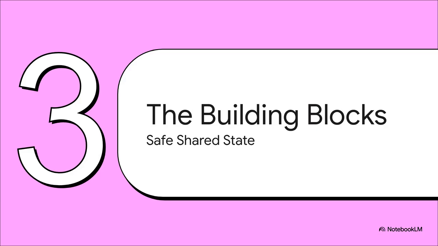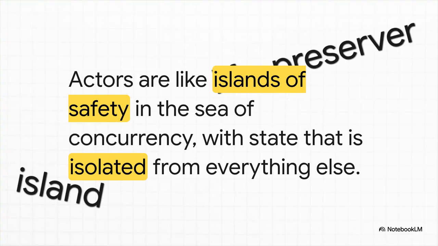So, async let is amazing for running work in parallel. But what about that data race problem we talked about at the beginning? How do we safely share and change data? Well, for that, we need our second building block, actors. So let's go back to our sea of concurrency. I want you to think of an actor as a self-contained island. It holds its own state, its own data, and it's completely isolated from all the other concurrent tasks. Let's call them boats sailing by.